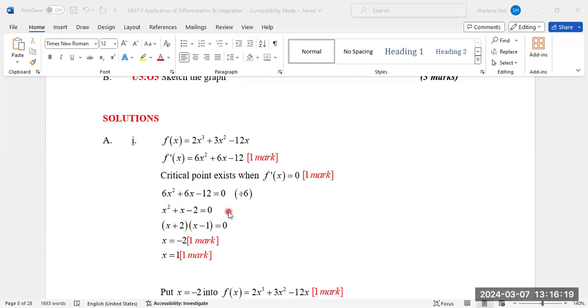All right, now, so those are my critical values. So I'm going to end up now with x plus 2 times x minus 1. Now, when I put x plus 2 equals 0, x is going to be equal to -2. And when x minus 1 is equal to 0, x is going to be equal to positive 1. Can you see that? Yes, sir. Good. So right there I have 4 marks. All of 4 marks.